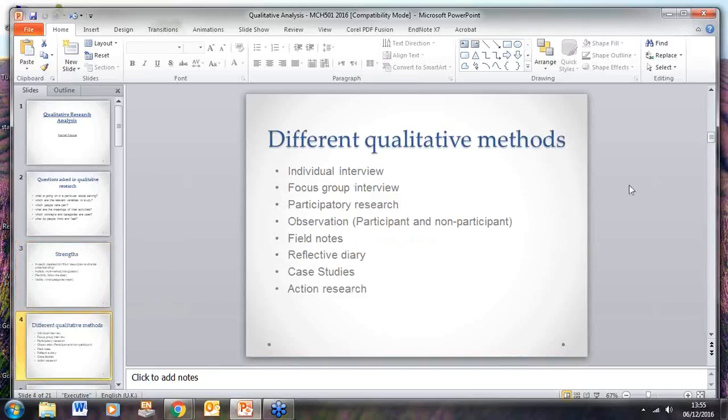Some of the different methods that we might use include the individual interview. If we've collected our data using an interview, then the practical thing we need to do is transcribe that interview. Equally, if we've used a focus group interview. Once we've got that transcript, we have a written representation of what has been collected.